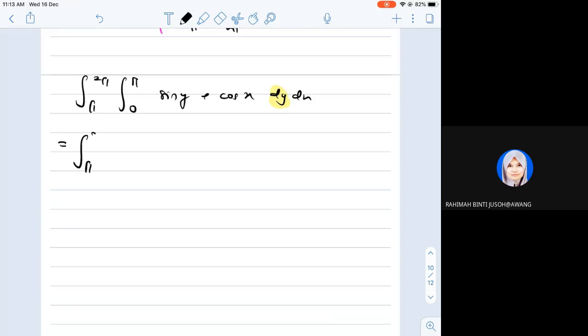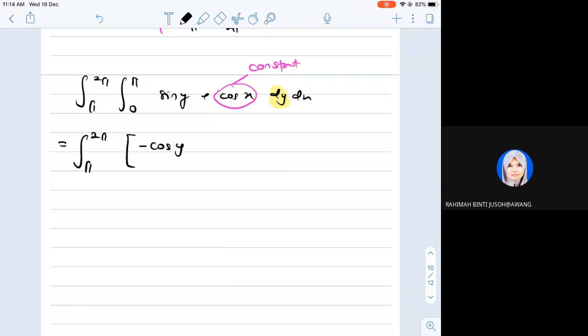First, pi until 2 pi, just maintain it outside. Now integrate, open the square bracket, we integrate with respect to y first. So when you integrate with respect to y, y is the variable, so x becomes constant. You can imagine that this x is just a constant. So integrate sin y, do we get positive or negative cos? Negative cos. Yes, very good, negative cos y.